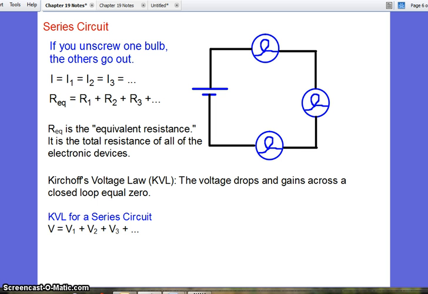And all resistors or light bulbs will be voltage drops. And we say it's a voltage drop or voltage gain across the device. So Kirchhoff's voltage law applied to a series circuit is really saying that the voltage drops across each light bulb are equal to the voltage gain of the battery. So this is an excellent way to check your work. The voltage drop across each light bulb is equal to the voltage gain across the battery.